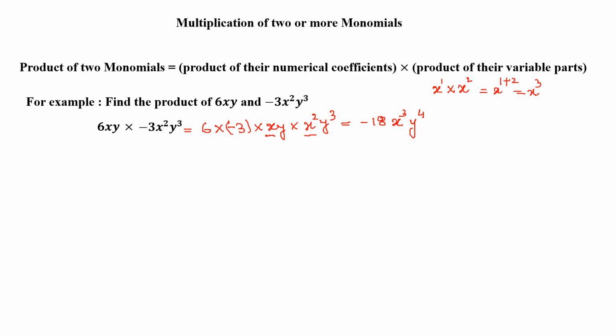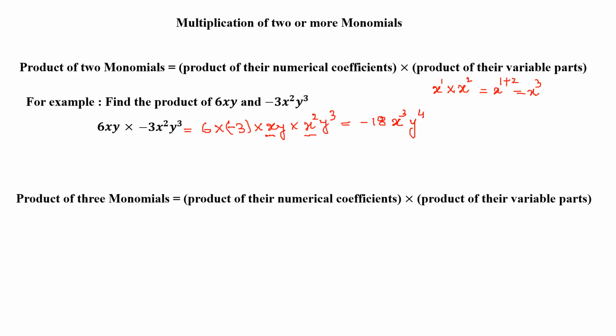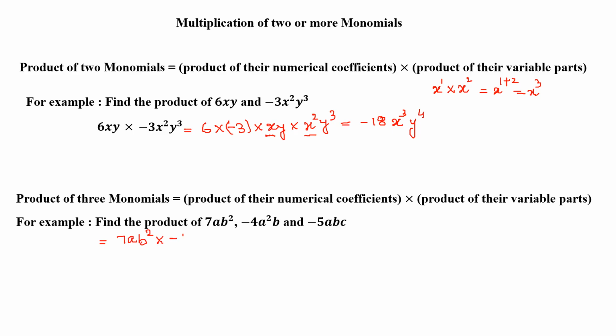Now we will see the product of three monomials. Okay, so it's again the same thing. You have to find the product of the numerical coefficients and then multiply with the product of their variable part. So this is the example. Here you have to find the product of 7ab square multiply with minus 4a square b, and then multiply with minus 5a, b and c.